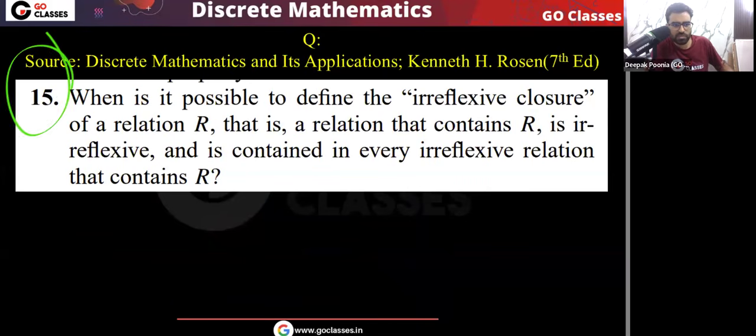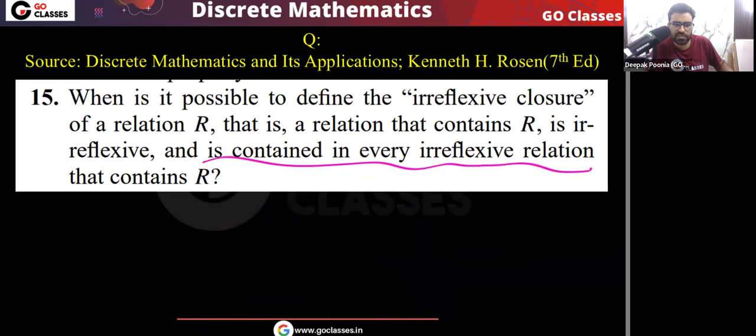Let's solve question 15 from the Kenneth Rosen book. When is it possible to define the irreflexive closure of relation R? That is, a relation that contains R and is irreflexive and is contained in every irreflexive relation that contains R. Notice one thing, something interesting. There are two things interesting here. Notice that this is basically the formal definition. Please focus here. This is what I was talking about when I was discussing the formal definition.